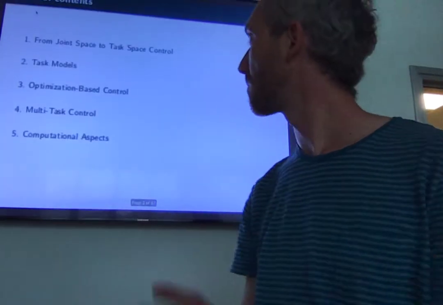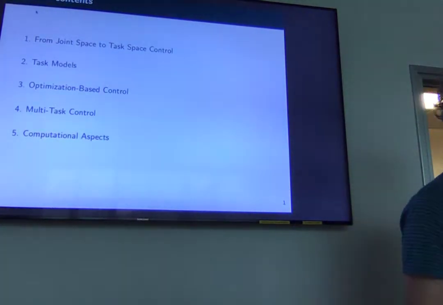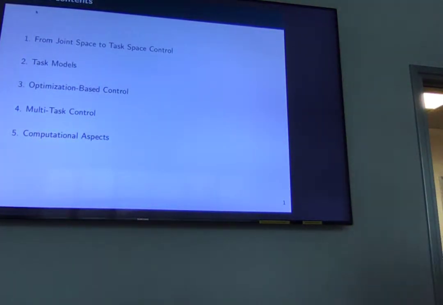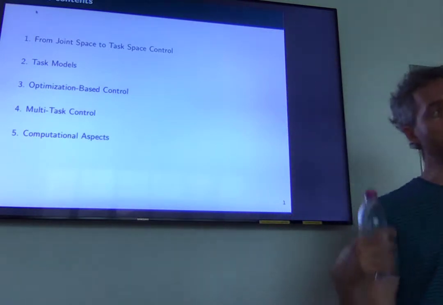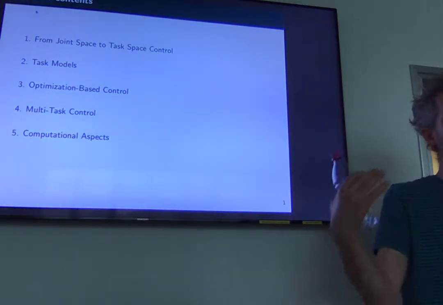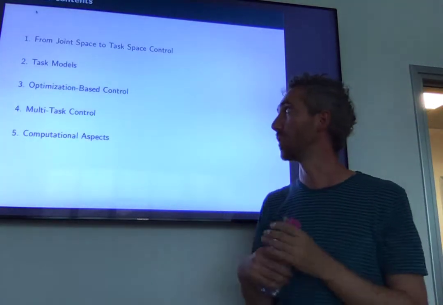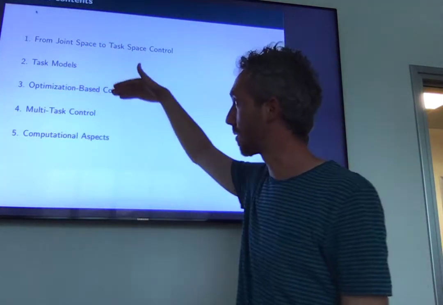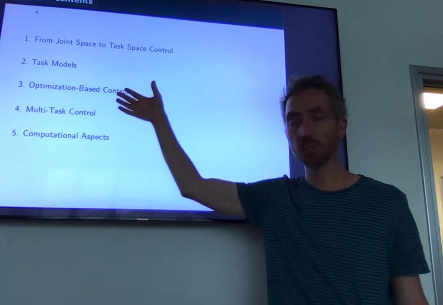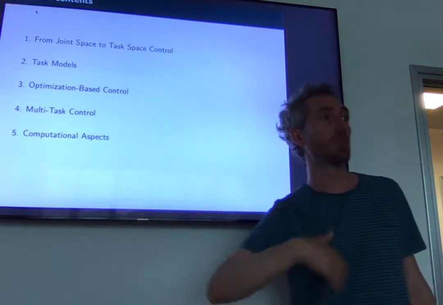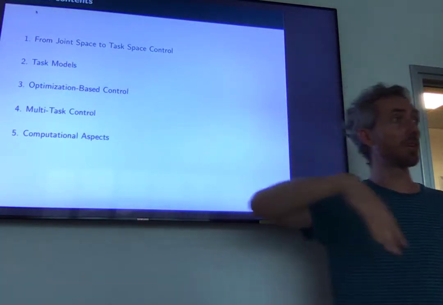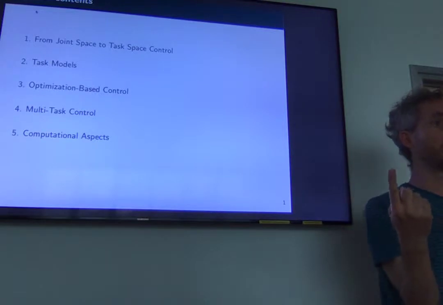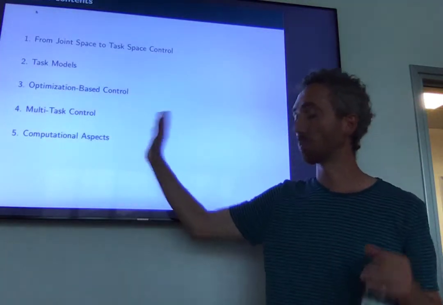Let's talk a little bit about the limitation of joint space control, because everything we have seen so far is controlling the robot in joint space, and this is going to give us some motivation to look for a new control paradigm, which is task space control. And once we have the task space control modeled, we're going to again frame it as an optimization problem. So we can add inequality constraints, and then we're going to talk also about multitask control, in case you don't have only one control objective but you have several ones, and some computational aspects.